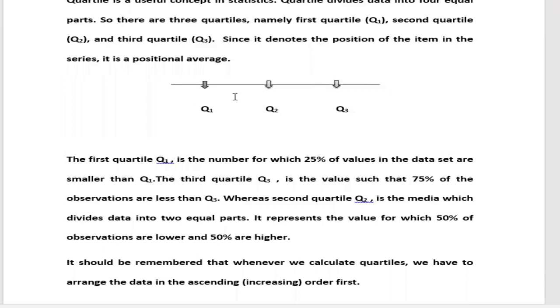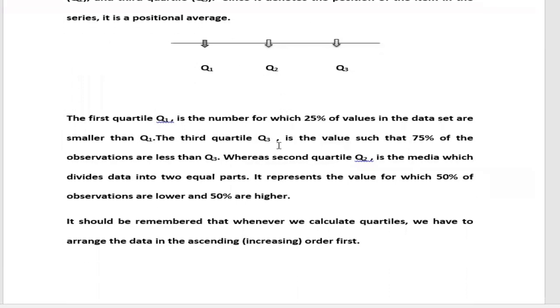So what is the meaning of quartile 1? For quartile 1 we get some number for which 25% of data is less than quartile 1, or 75% of values are more than quartile 1.